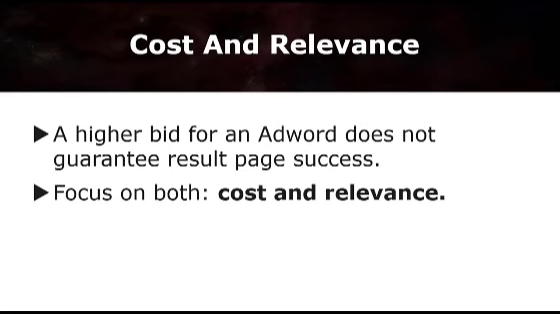You should take into account that a higher bid for an AdWord does not necessarily buy you results page display success. As a matter of fact, even if your rival's bid is higher, it's possible that you appear above their ad. The reason being is your quality score is better. Higher quality score, lower CPC. So focus on both cost and relevance.